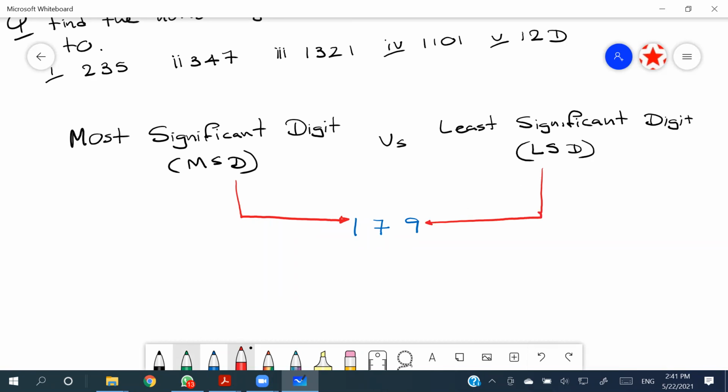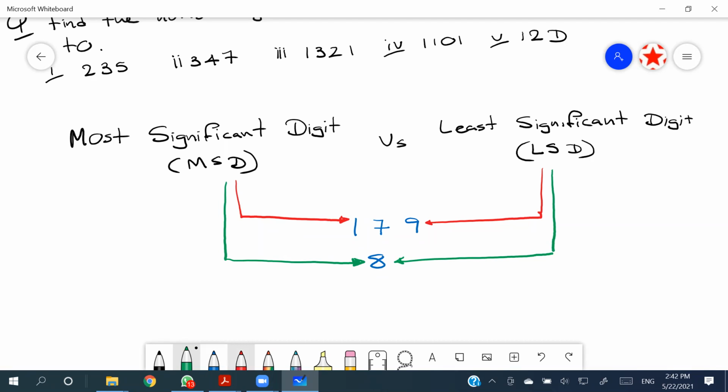Right? And if you take just one particular value, like 8, most significant and least significant are going to be the same. 8 is going to be the most significant, as well as the least significant, because there is only one digit.